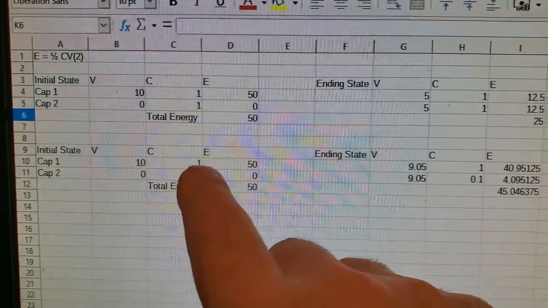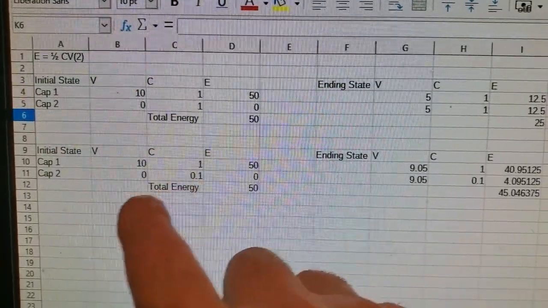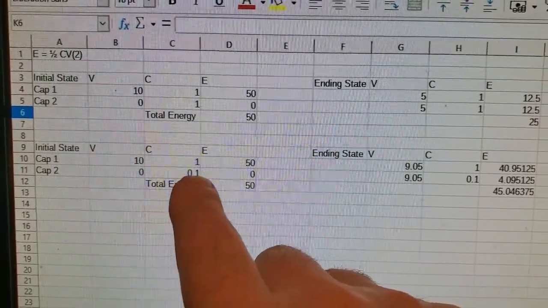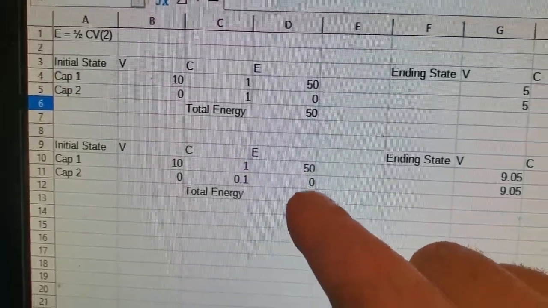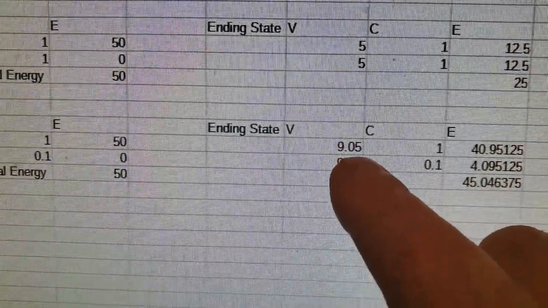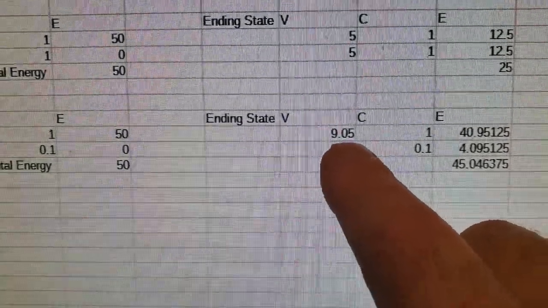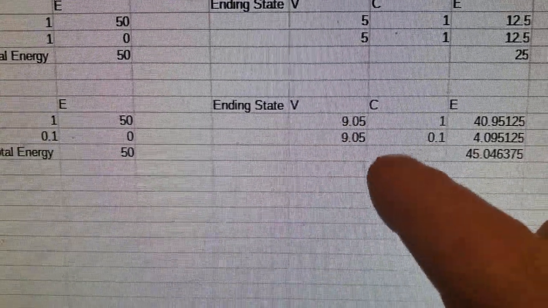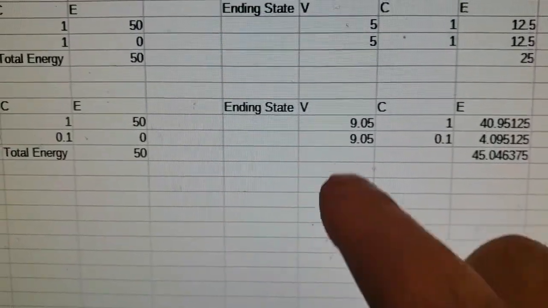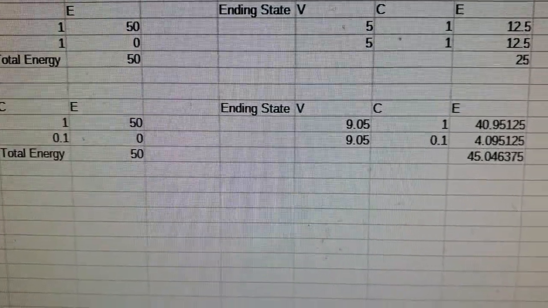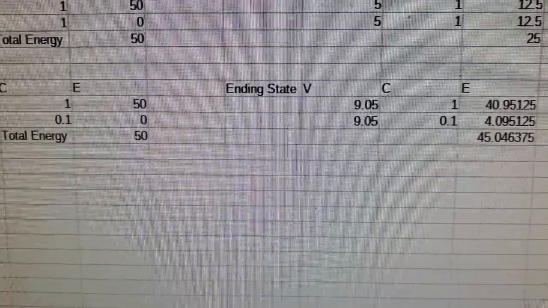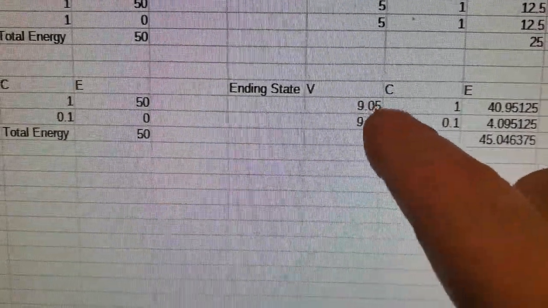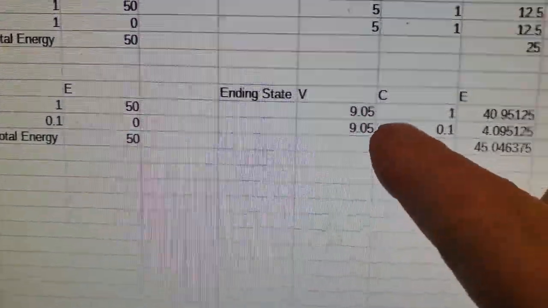So 10 volts, 1 millifarad, 0 volts, 0.1 millifarads. And so again, the starting energy was 50 and this was 0. They both ended at 9.05 experimentally. And as I said, theoretically they'd be 9.09, and it's probably because of the variance in the actual capacitance versus what the manufacturers put out there. There's usually 5% variance or something like that. So 9.05, and that's the energy there.